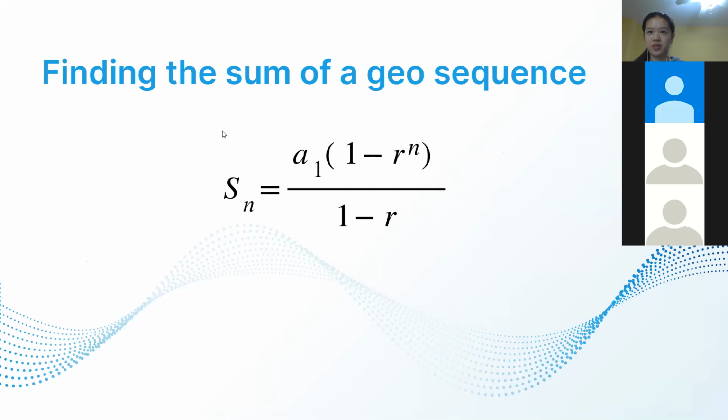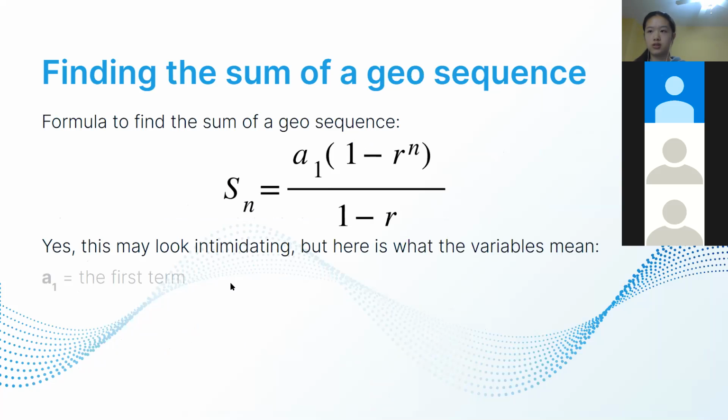It's kind of big, but this is a formula to find the sum of a geometric sequence with n number of terms. So n doesn't have to be infinity, but in this case, n is how many terms are in the sequence. And we're going to explain how this formula works. So Sai, you can explain this.